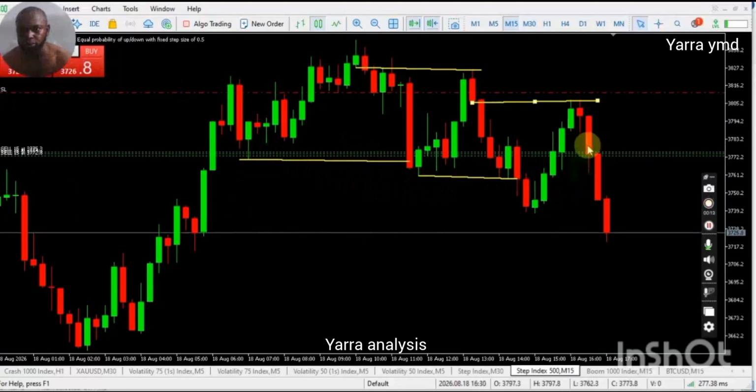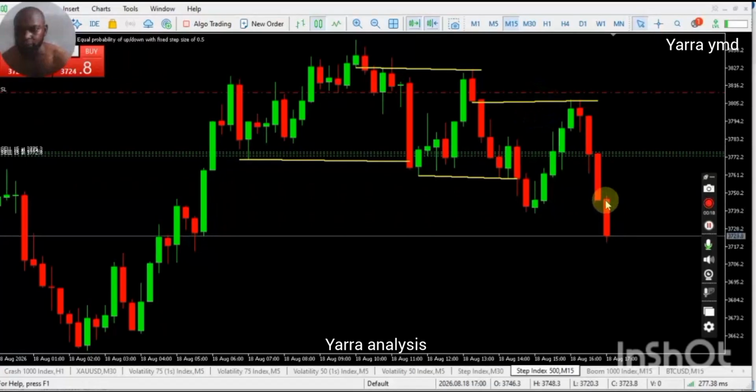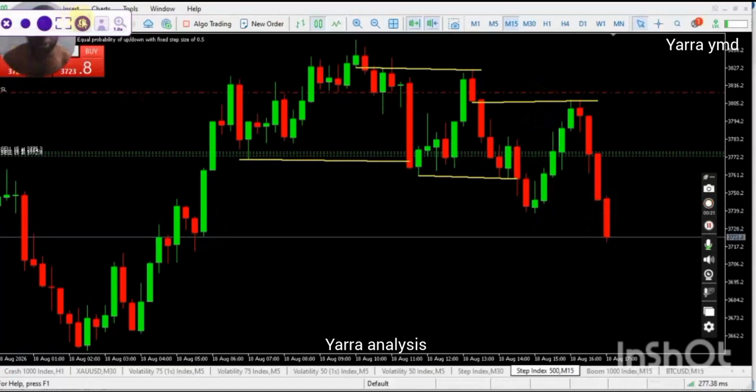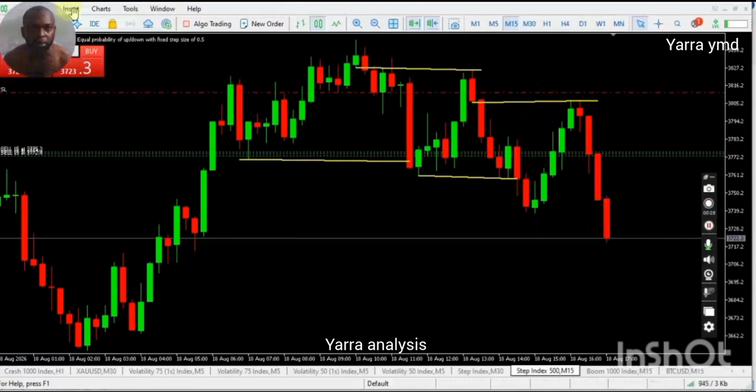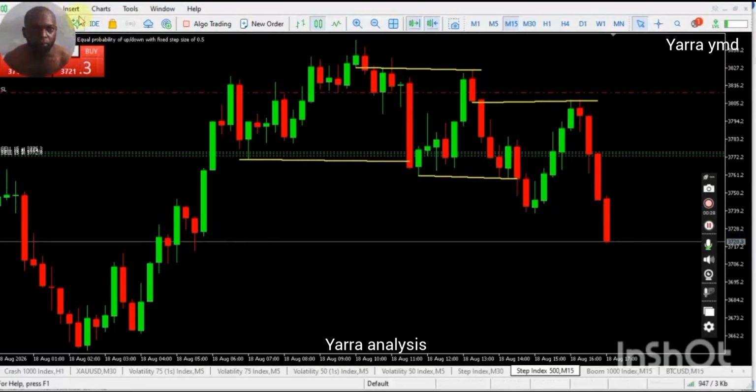When I saw that the market took this low and retraced back and touched the magnet zone, that's when I entered that sell. You can see the market is dropping. I entered that sell and the market is dropping. I know the market will still continue to drop.